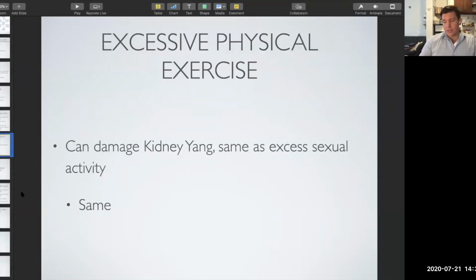Excessive physical exercise, same as excessive sexual activity, can damage the kidney yang. So really, we could take these slides here, and if you jump back to the kidney section and look at what damages kidney yang, you've got the same list of things that cause damage to the urinary bladder. Very straightforward.